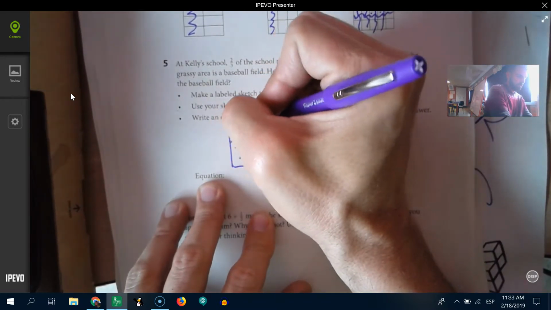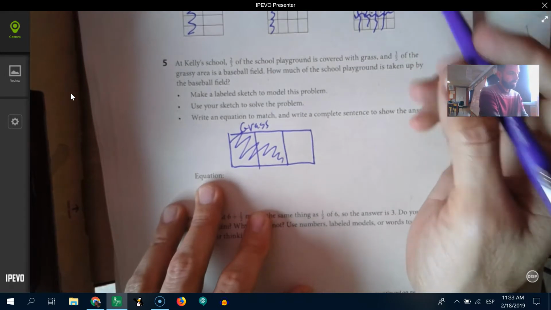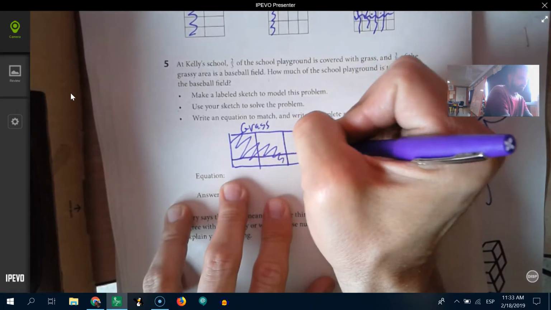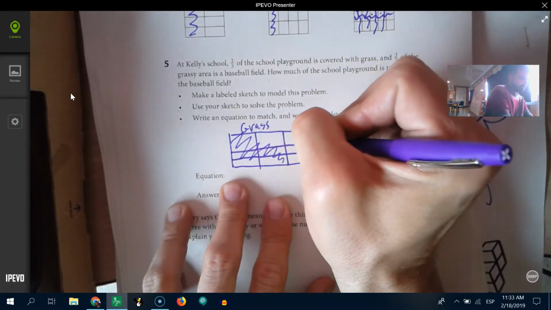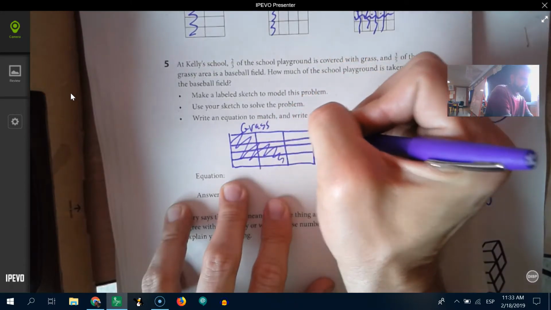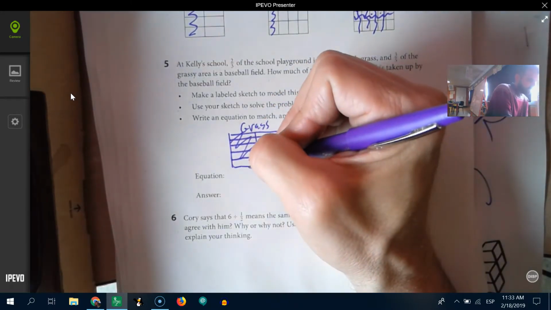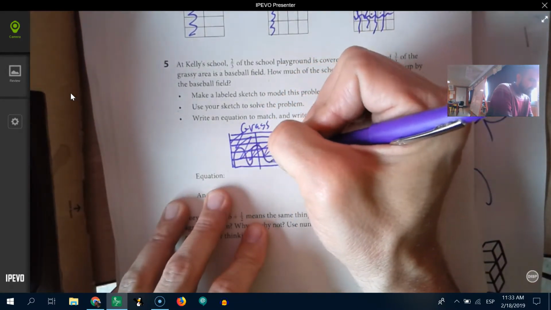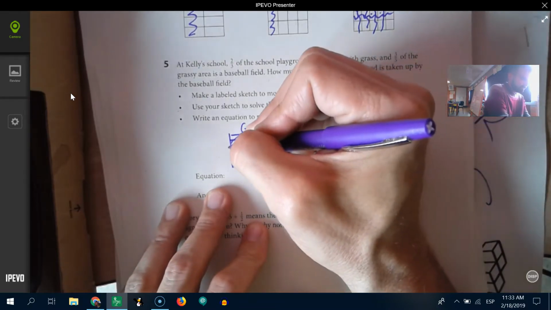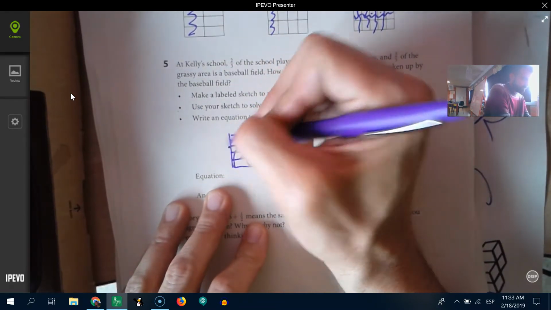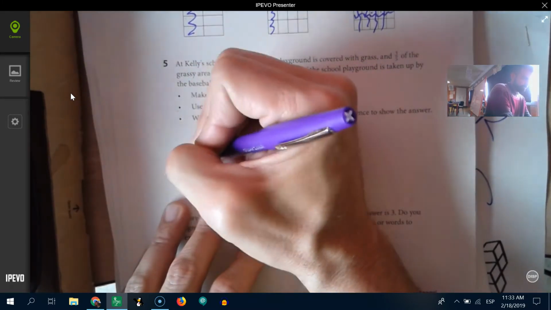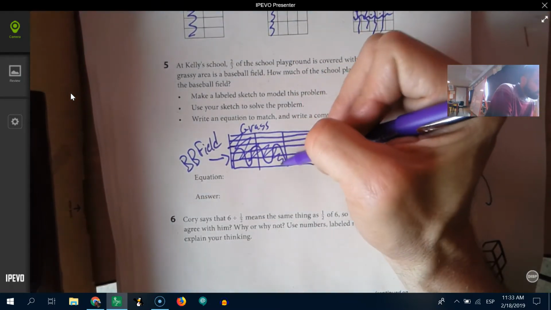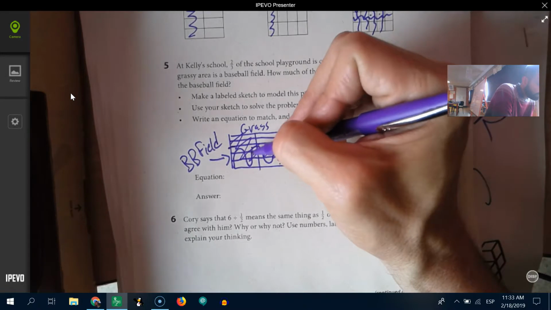So this is grass. And 3/5 of the grassy area, that's 1, 2, 3, 4, 5. So 3/5. Okay, so this right here is the baseball field. So out of that whole thing, what do I have here? 1, 2, 3, 4, 5, 6.